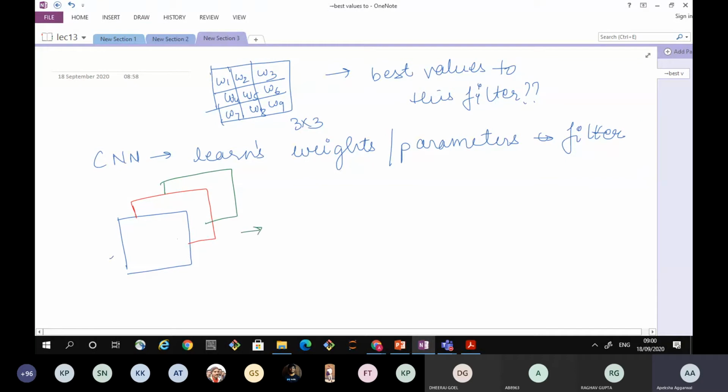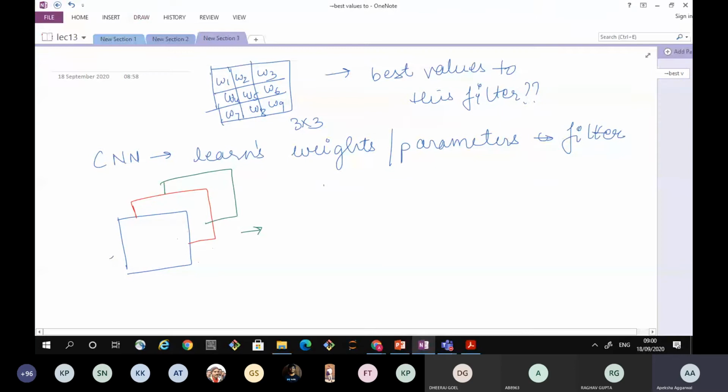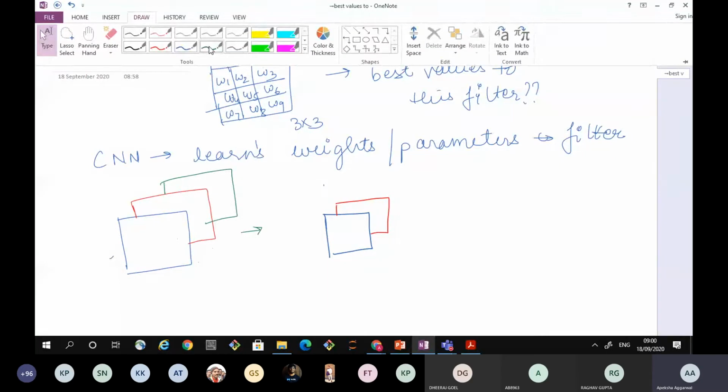Now for this kind of image we need a filter that we can apply on all the channels. So the filter should look like this. So this is a 3x3 filter. If I am having three channels, then for each and every channel I'll require a filter. So it will be like this.